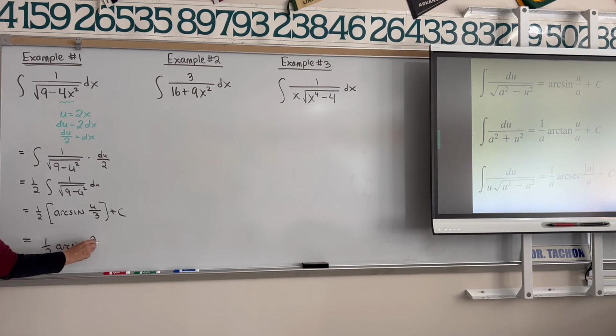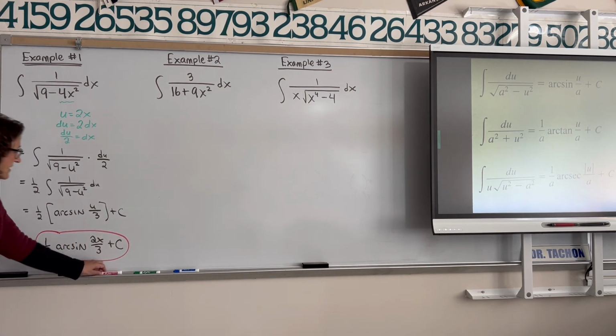It's 2x, so 2x over 3 plus your constant. Okay, so this is how you would apply the arcsine in an inverse trig integration problem, all right? So here's an example with the arcsine. Let's go on to example number 2.